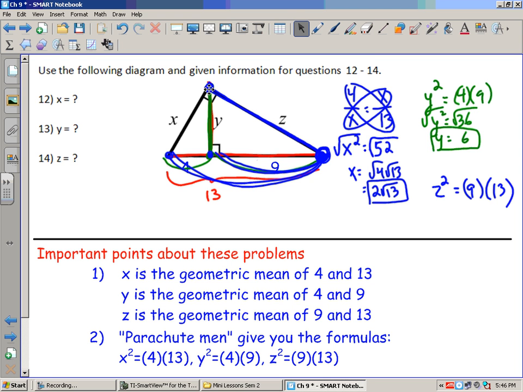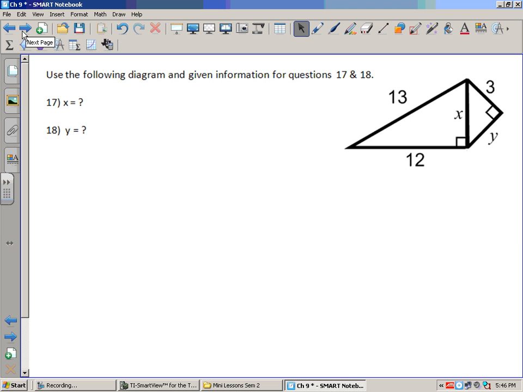So that is your geometric mean, altitude on the hypotenuse type questions. All right, part 2 is a straightforward Pythagorean theorem. It's just a chain problem.